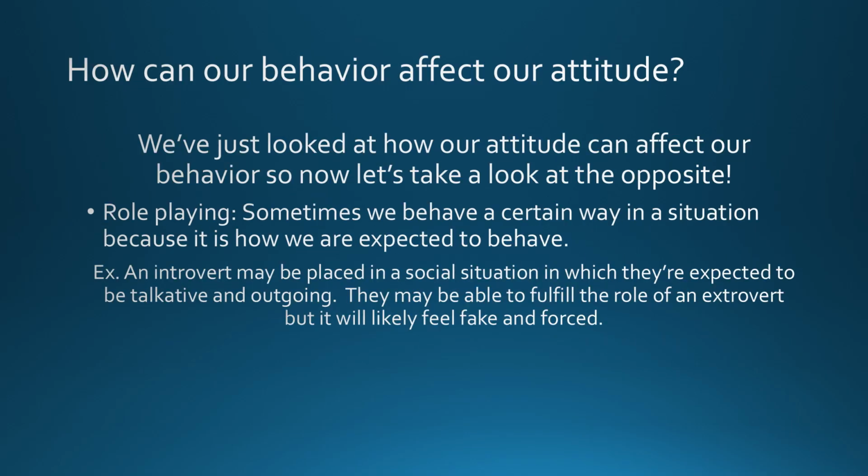So let's look at the opposite. We've looked at how attitude might affect our behavior. How does behavior affect our attitude? Role playing. Sometimes we behave a certain way in a situation because it's how we're expected to behave. For example, an introvert may be placed in a social situation in which they're expected to be talkative and outgoing. They may be able to fulfill this role, the role of an extrovert, but it's likely going to feel fake and forced. So sometimes we're just placed in situations where we know that the norm is that we're expected to act a certain way, and so we fulfill that even if it feels unnatural.